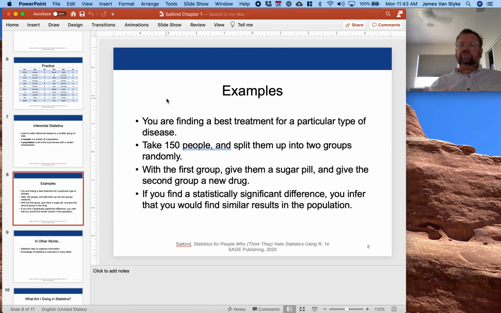So if I'm testing this new drug, say for COVID, half the people in my sample get the drug, half of them do not, and then I see, is there any difference between these groups? Meaning, do the persons who receive the drug actually do better with COVID than those people who do not? And if that's the truth, then I make an inference that this is a drug that'd be helpful for the entire population. And that's the inference, going from that small group to the larger group.